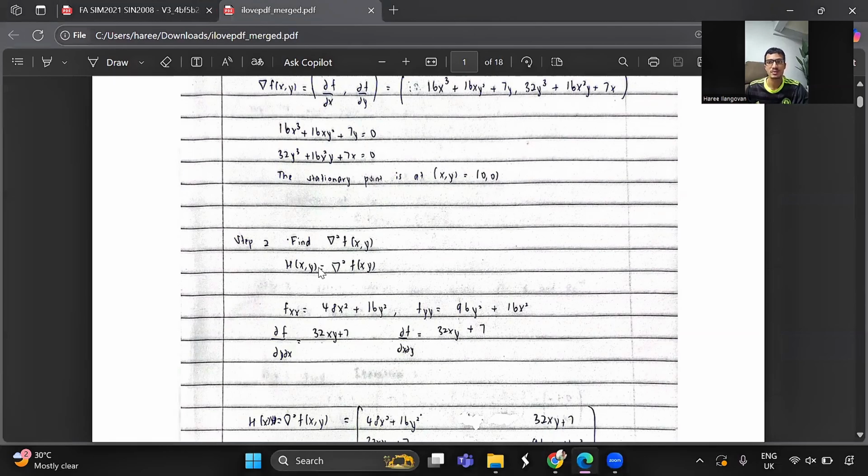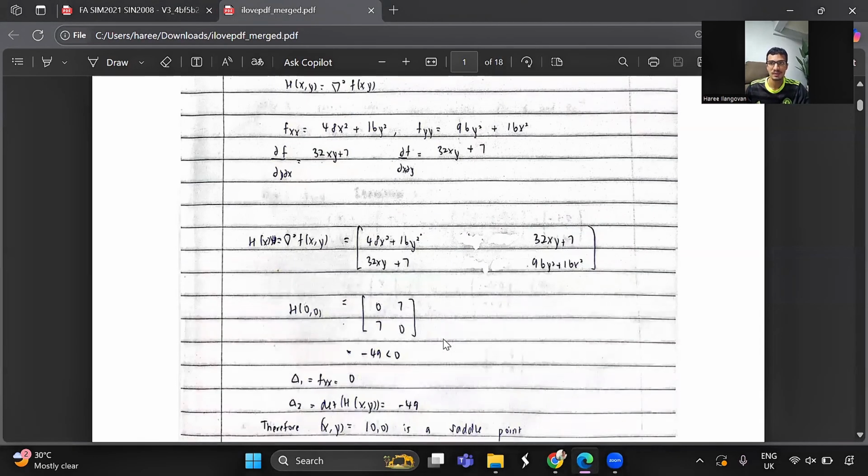To find the Hessian matrix, we need to know the second order derivatives. So I computed for x, for y, and for xy and yx. The xy and yx have the same derivative, which is 32xy plus 7. Once I put that into the Hessian matrix and substitute the value of 0, 0 for the x and y coordinates, I get the value negative 49, which is less than 0.